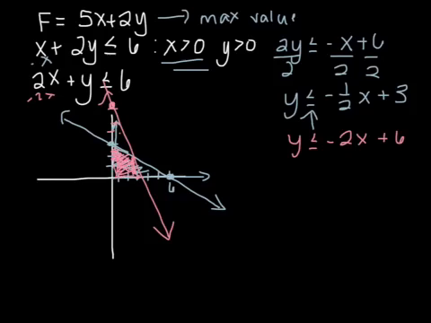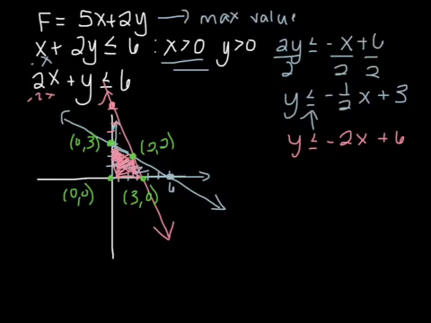So let's go ahead and label all of our vertices. This vertex right here is 0, 0. This vertex right here is 3, 0. This vertex right here is 0, 3. And this one right here is 2, 2. Now again, the better your graph paper is, the easier you'll be able to tell that.